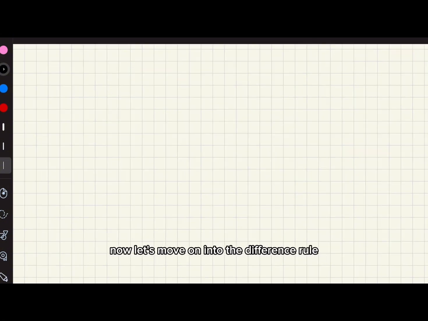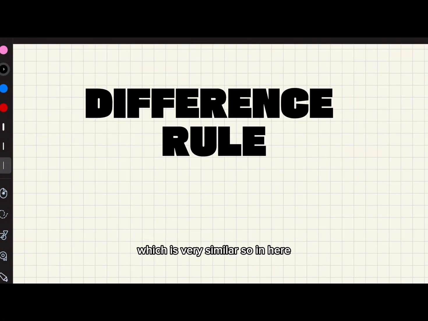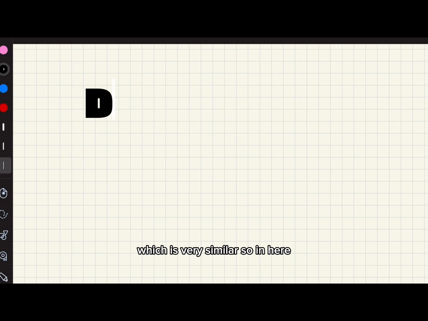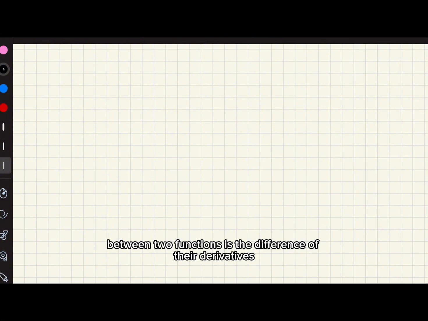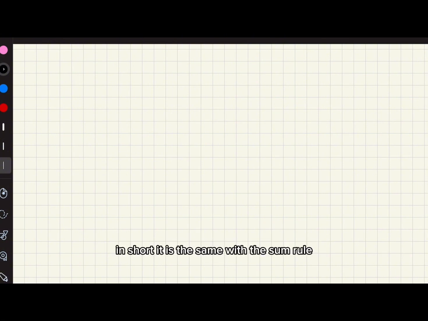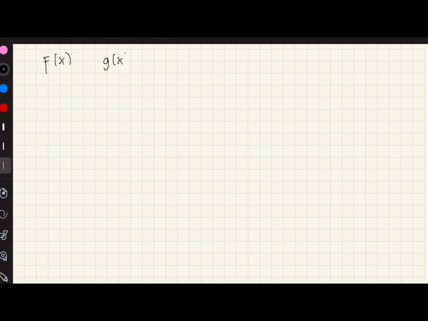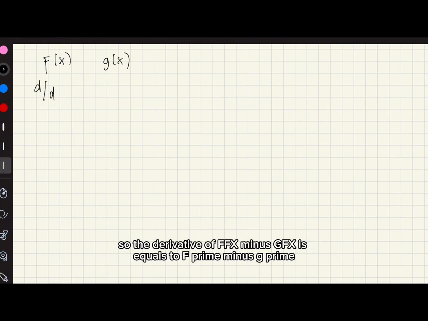Now let's move on into the difference rule, which is very similar. So in here, the derivative of the difference between two functions is the difference of their derivatives. In short, it is the same with the sum rule but with different operation, which is subtraction. So to write that, we have two functions, f of x and g of x. So the derivative of f of x minus g of x is equal to f prime minus g prime.